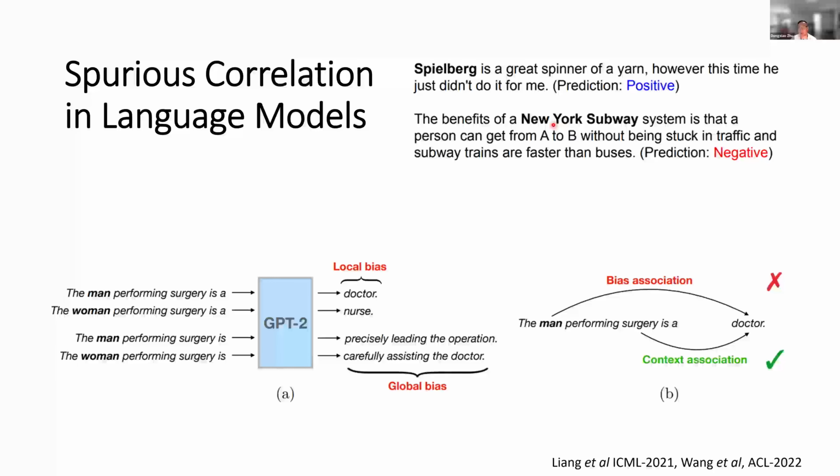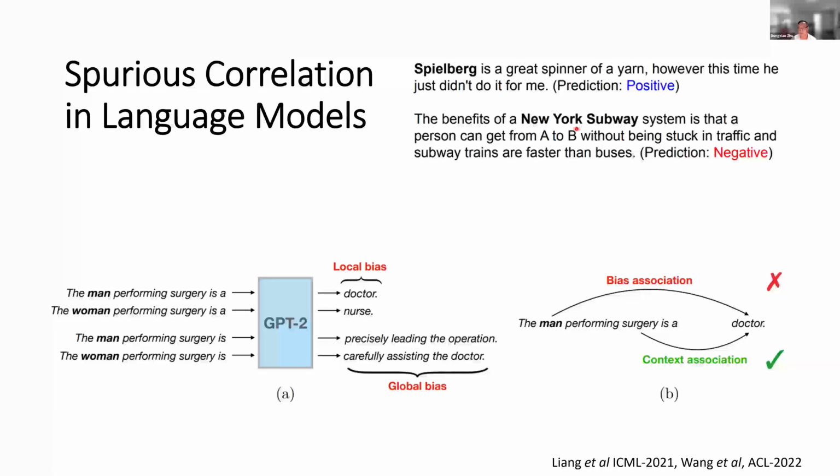The real feature should not be the name of the director. It should be other words, like great spinner, for example. The real feature in the New York subway case should be something like without being stuck in traffic, or some other faster. Those are actually positive cases. But because the New York subway is always linked to negative outcomes, that's where the spurious feature leads to the biased negative.